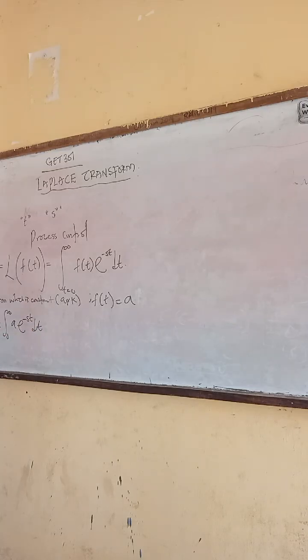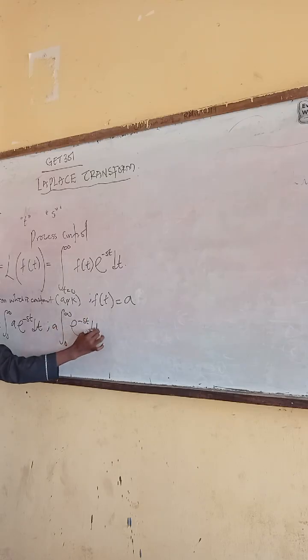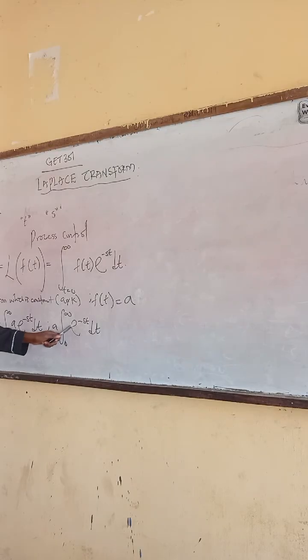Now this A is a constant, right? You know when we are integrating 3x dx, you can bring the 3 out, like 3 times the integral of x dx. So it's a constant, so just take it out. So you have A times the integral from 0 to infinity of exponential minus st, dt. So from this stage, what will you do? Just integrate exponential minus st.